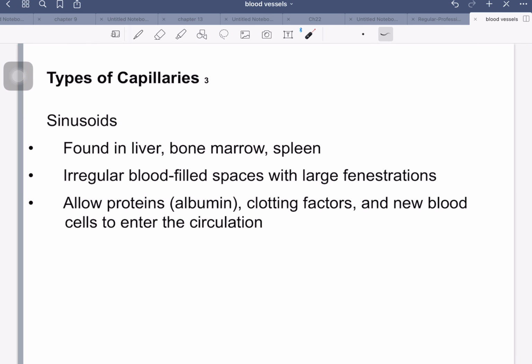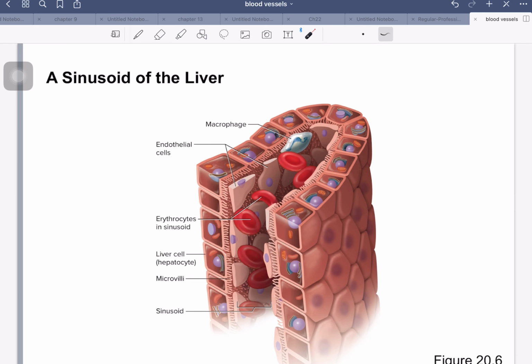Okay, let's go to the third type, which are sinusoids. And they're found in the liver, the bone marrow, and the spleen. And these are basically irregular blood-filled spaces with large fenestrations. These fenestrations or pores or openings are large enough to allow proteins to cross. And of course, one of the big proteins we were looking at when we look at blood is one called albumin. Clotting factors, new blood cells can enter the circulation through these sinusoids.